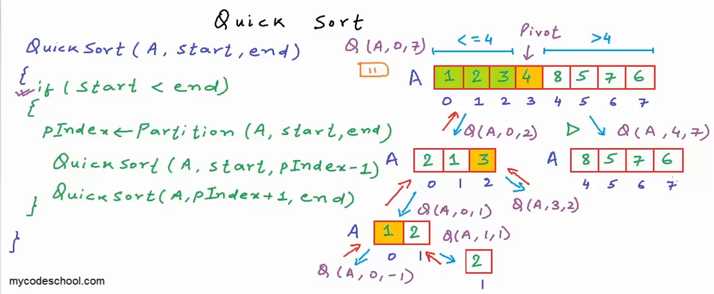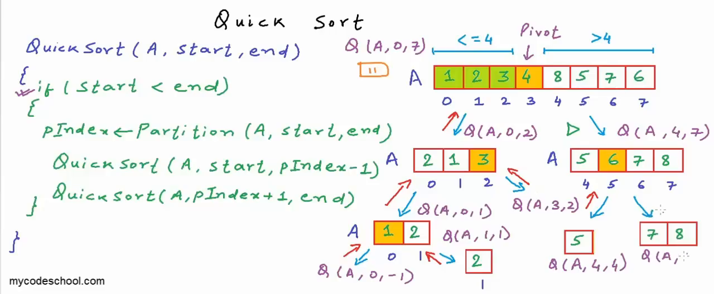4 is less than 7, so first partition will happen. After partition, the pivot will be 5. Now Q A 4 7 will first make a call like Q A start 4 end 4, which will simply return because we have only one element in the segment. Then it will make another call for the segment from 6 to 7. This will again make two calls, one for an invalid segment, the right one, and one for the left one. First it will make a call for the left one. The left one will have one element in the segment, so that will also simply return.